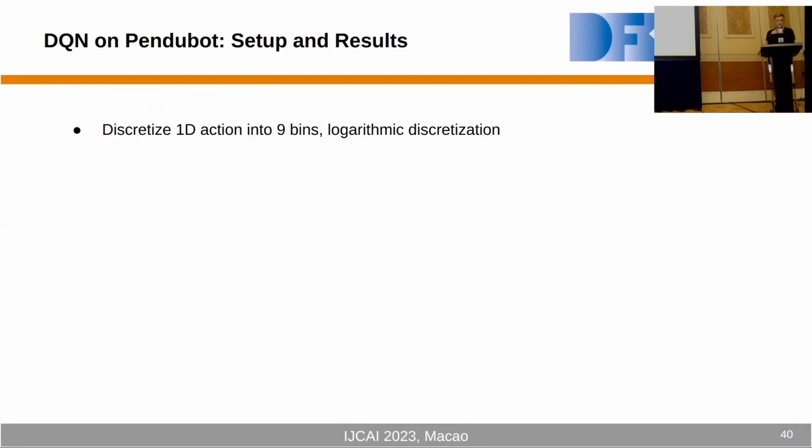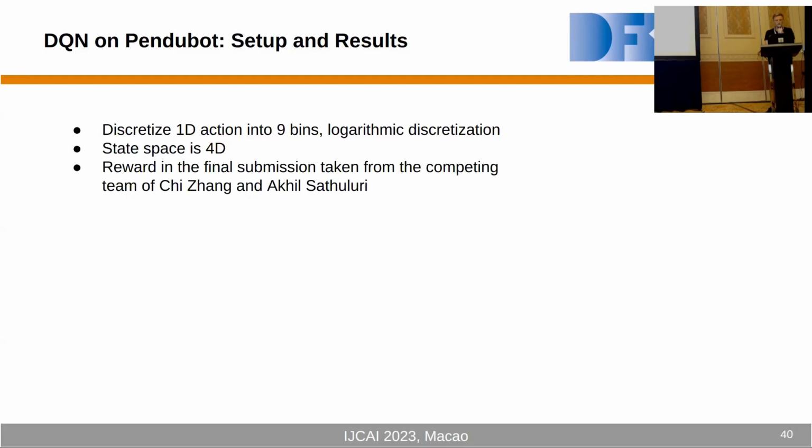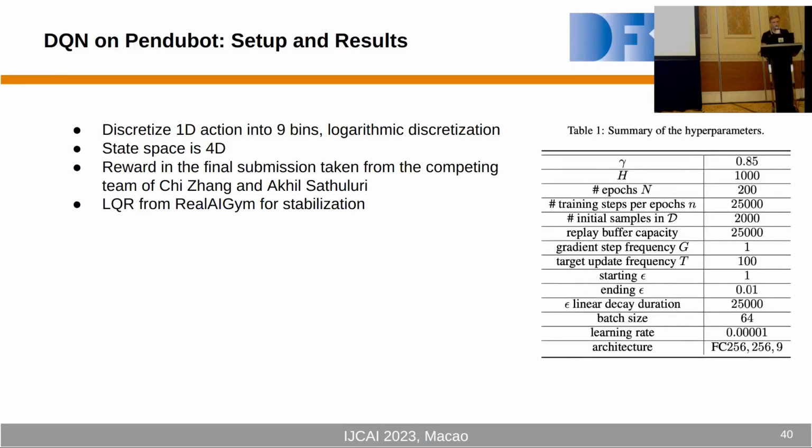For the reward, we took the one from Chi's submission for the final submission of ours, as it was quite important for this challenge to have a proper reward function. And for the stabilization, we also used LQR in our solution. The hyperparameters are more or less the default ones for DQN. And with this, in a couple of days of trying, we were able to achieve swing up on the Pendubot.